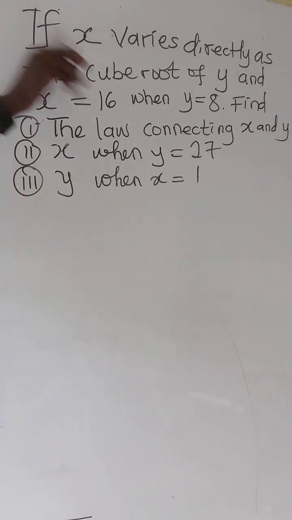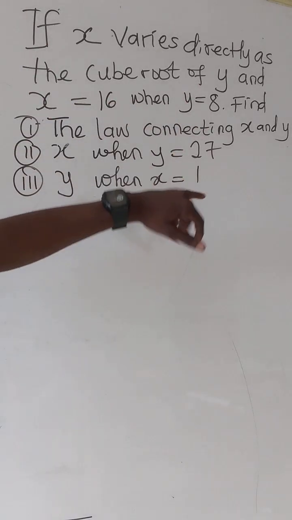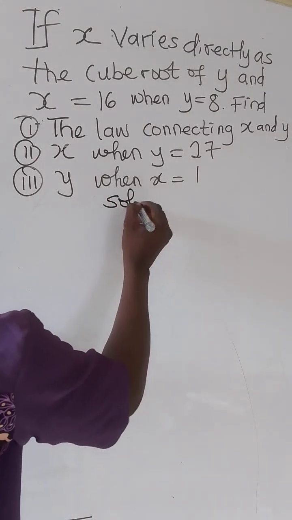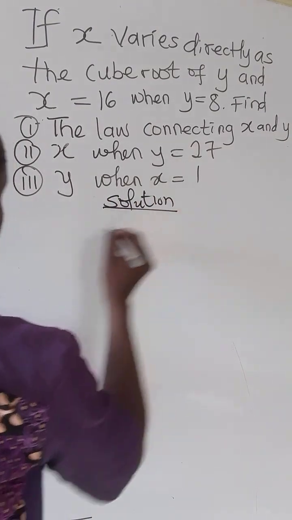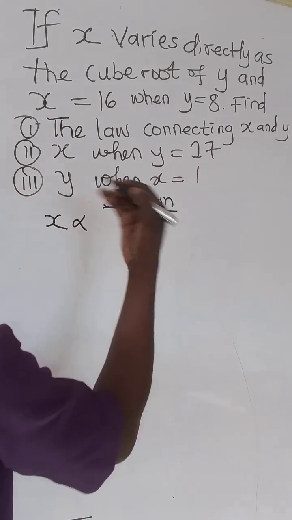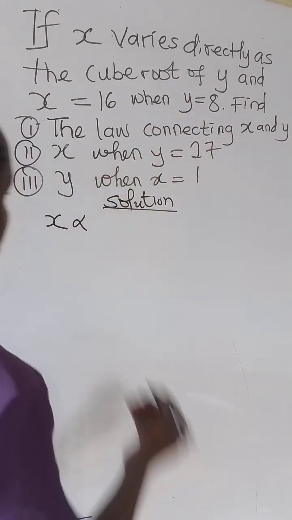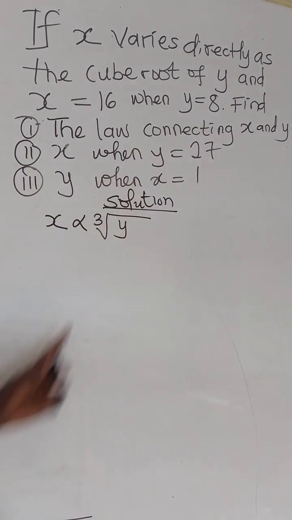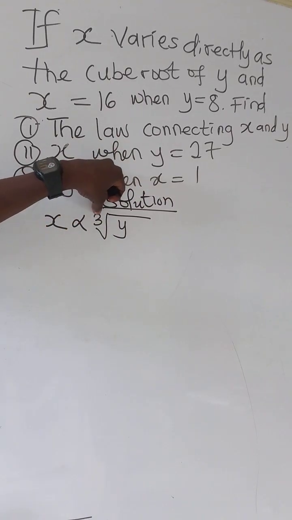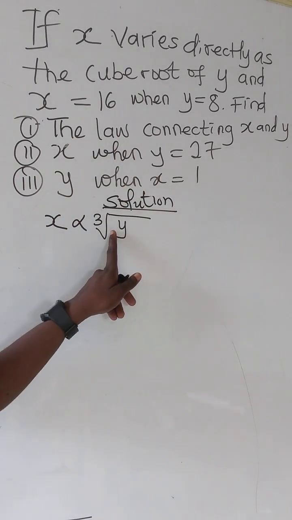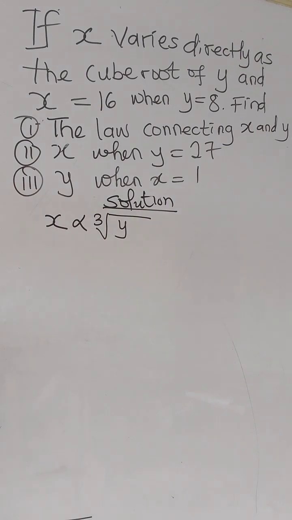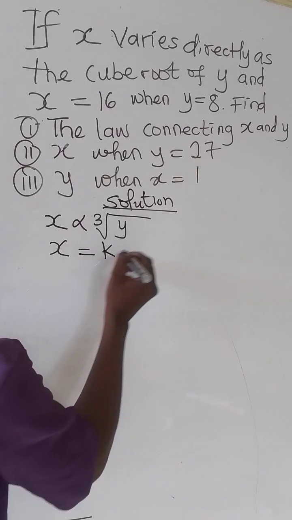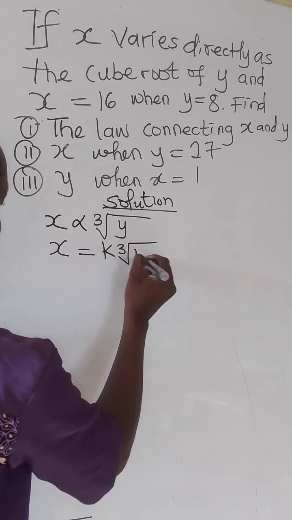It says, if x varies directly as the cube root of y. Now, let us interpret this first. We have x varies directly as the cube root of y. The cube root of y can be written as this. This is cube root. Cube means 3, that's power of 3, and there is a root here. So from here we have x equals, let's put k, then you have the cube root of y.